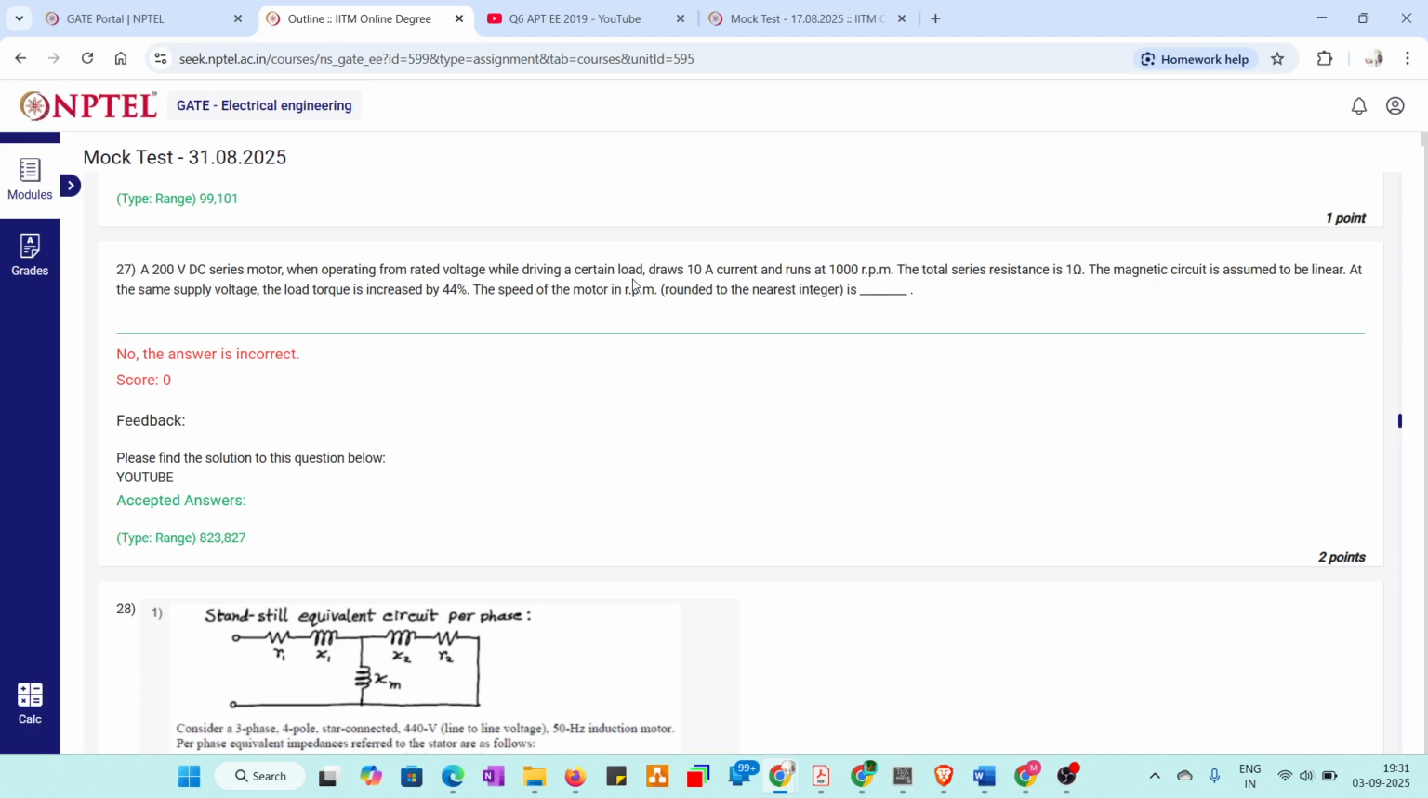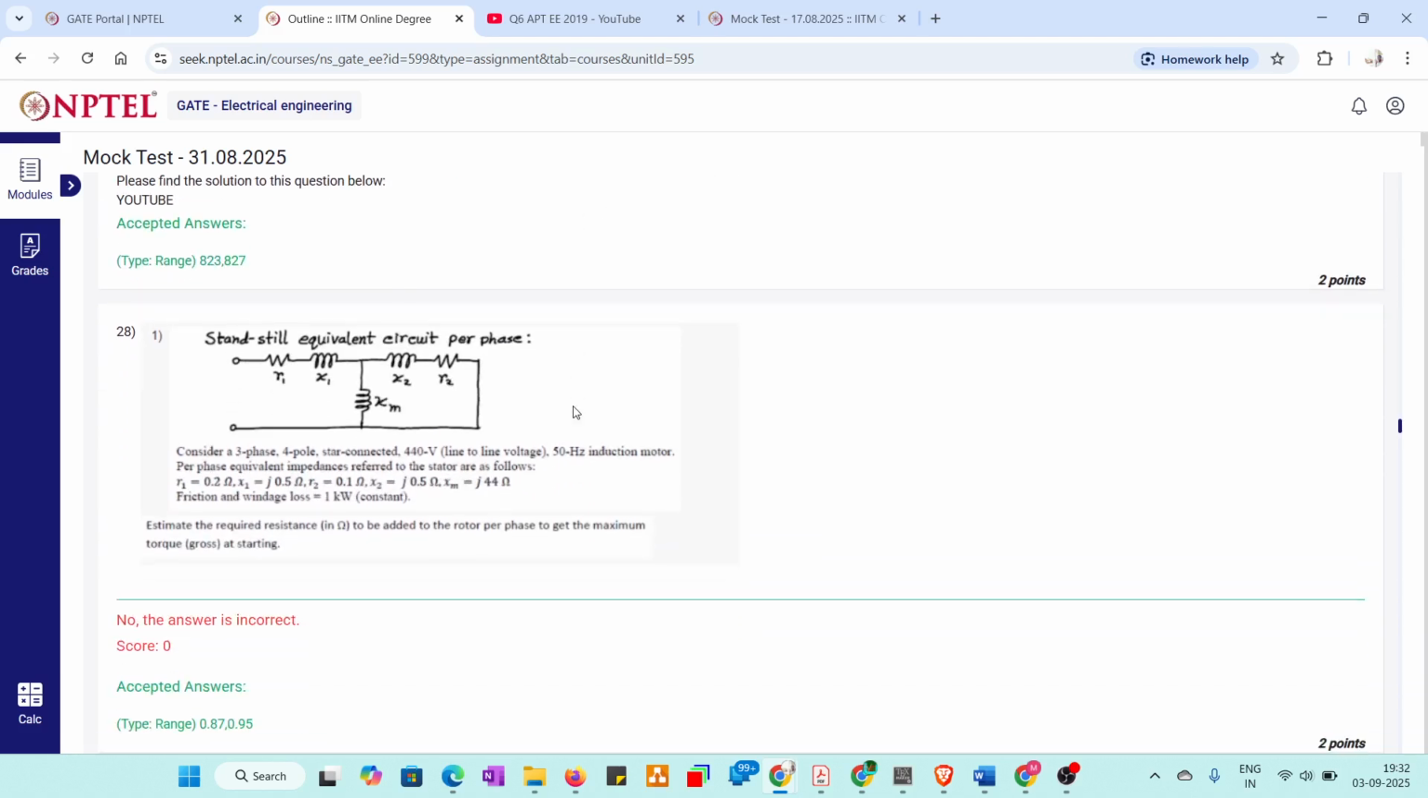So as we know that total series resistance of the DC motor will have the less than 1. Okay, the magnetic circuit assumed to be linear at this same supply voltage, load torque is increased by 44. So if this load torque increases 44%, the speed of the motor in the RPM. Okay, so this speed versus torque analogy. So torque based analogy. So questions we need it. So based on answer we need to give.